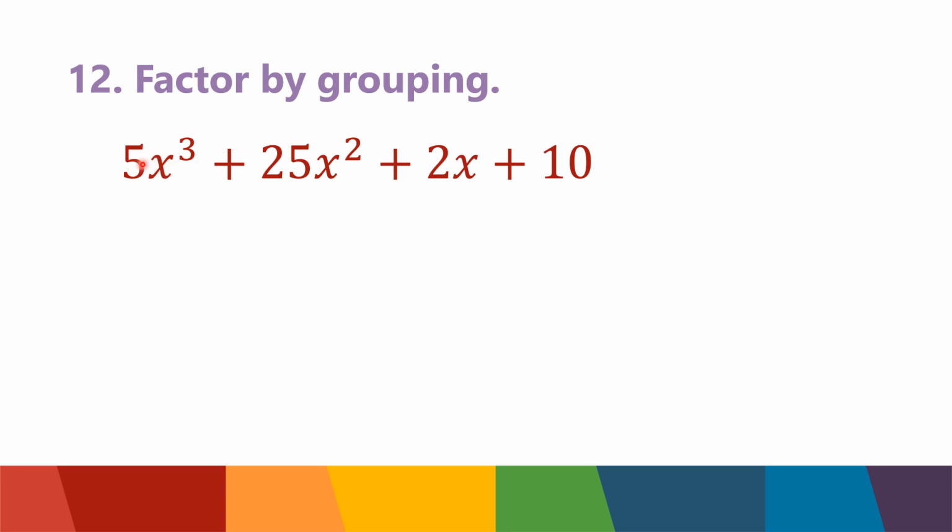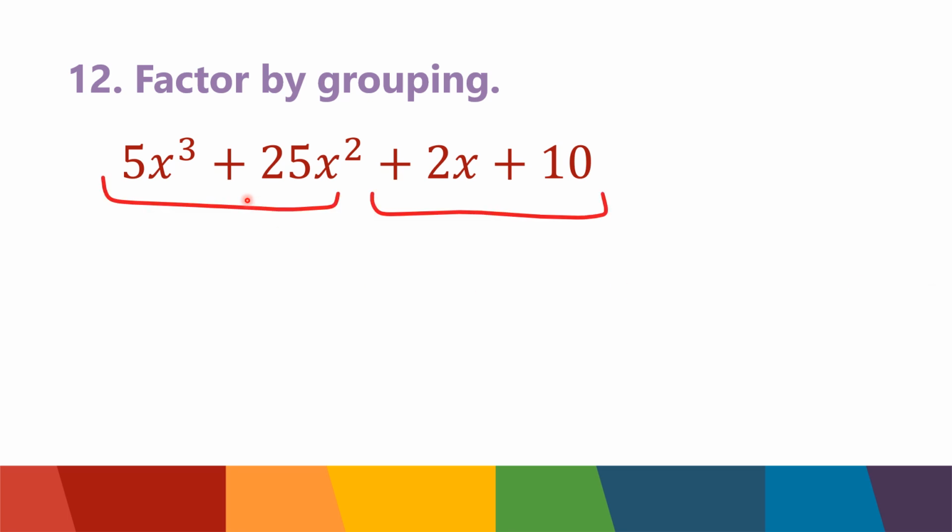This one's got 5, 25, 2, and 10. Is there anything that goes into 5, 25, 2, and 10? No, unfortunately the 2 messes that up. All the other ones are divisible by 5 except for that one. So there's no number that I can take out, but let's look at the variables. We've got x cubed, x squared, x, and then no variable. So there's nothing that we can take out. There's no greatest common factor. All right, so then we go to the next step, which is to split the expression into 2 groups.